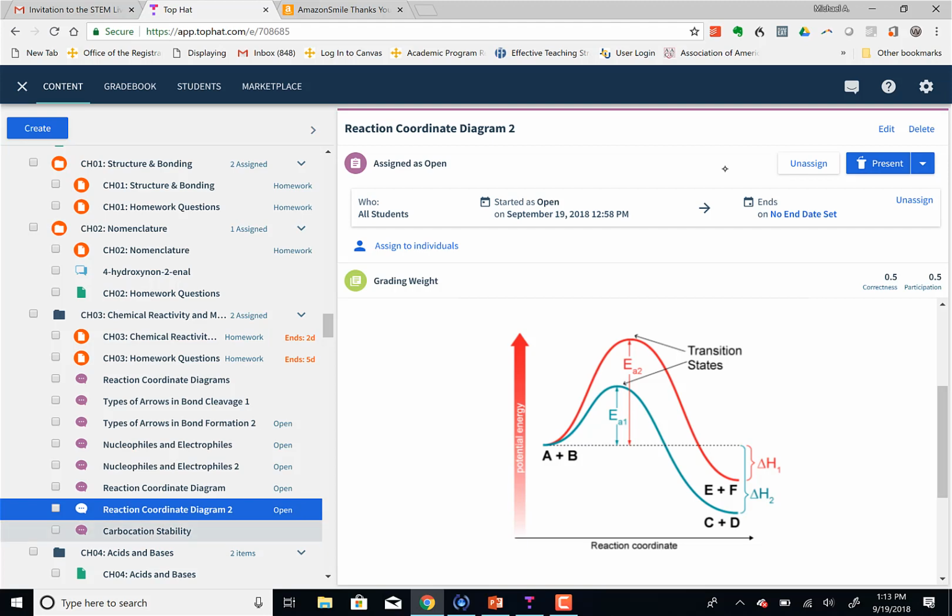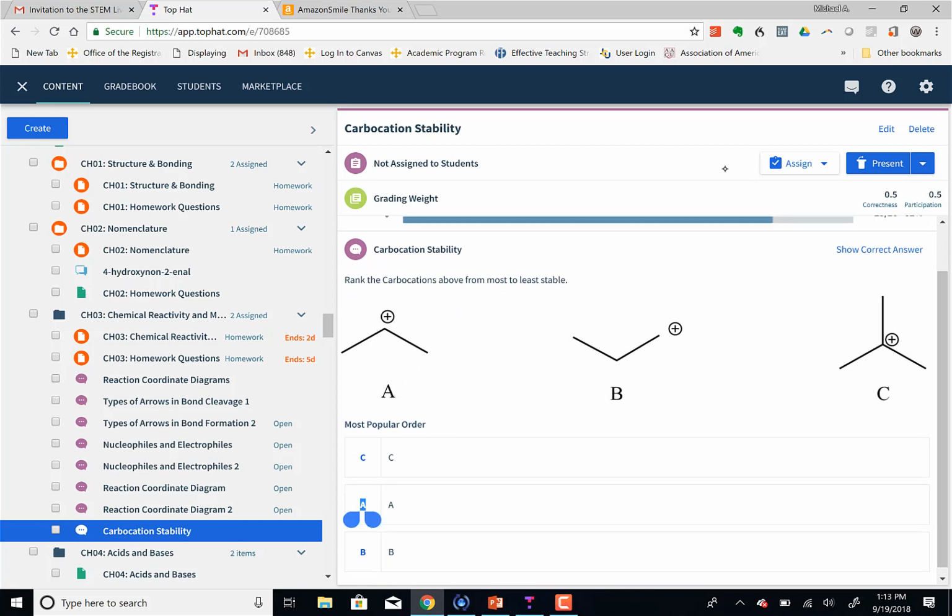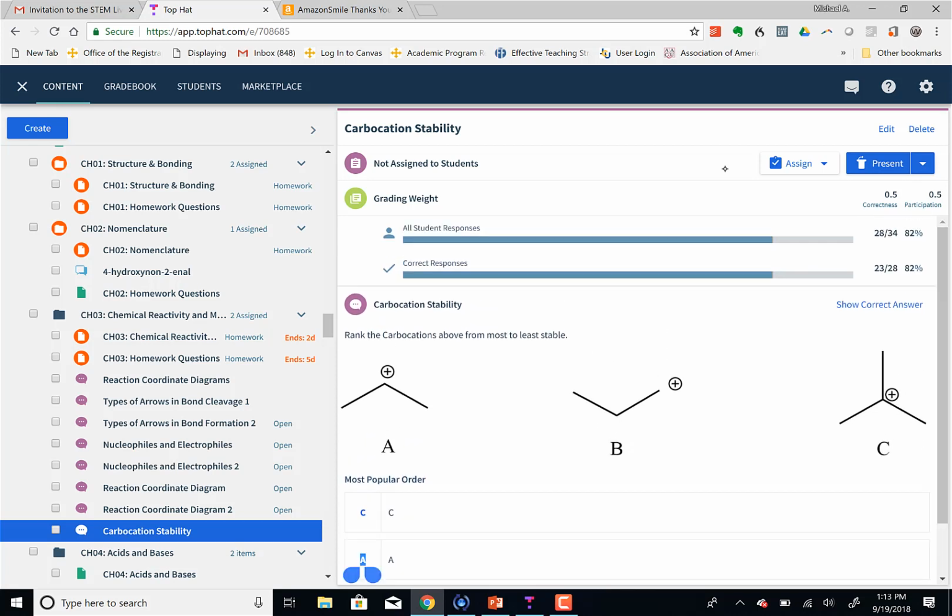And then carbocation stability. Which one is number one? Most stable is C, then A, and then B. Tertiary, secondary, then primary, and we're not even going to draw primary carbocations this semester. Okay. All right, any questions about any of those? Okay, so those are kind of the fundamentals.